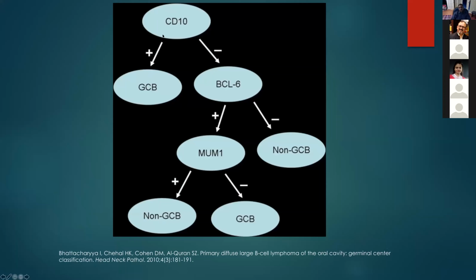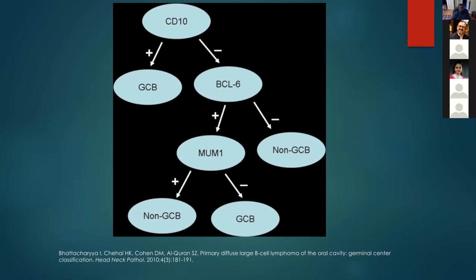But basically, I always run a CD10. Any oral lymphoma, I run a CD10. If it is positive, right away we know it's a germinal center origin. But if it is negative, then you have to run a BCL6. So why is it important? You can say germinal center B cell origin or non-germinal center. Anything that is germinal center B cell origin has better prognosis than non-germinal center B cell origin.